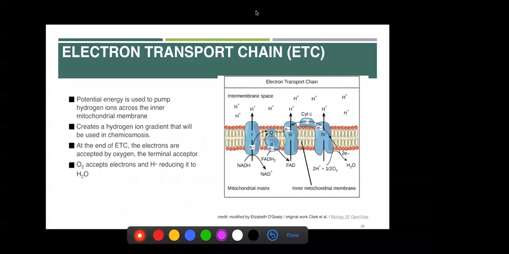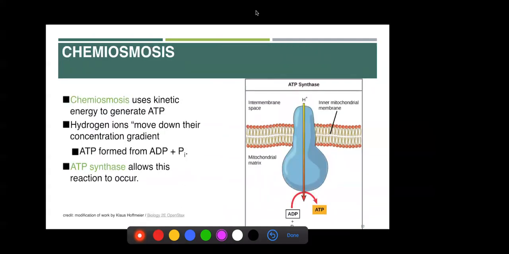And so potential energy is then used to pump hydrogen ions. As we're moving those electrons, that energy creates potential energy, which gets converted to kinetic energy, and we build that hydrogen ion gradient, which can be used in chemiosmosis. And like we said, at the end of the ETC, oxygen is going to take the electrons and reduce them to make water. Chemiosmosis uses the kinetic energy, that's the energy of moving those protons from high to low, to drive that protein to make ATP.